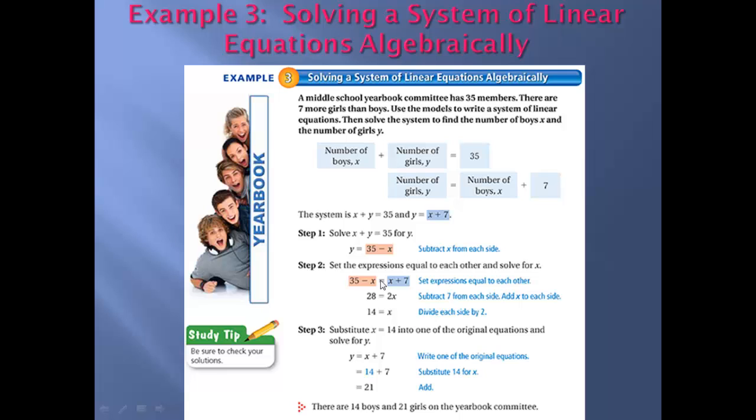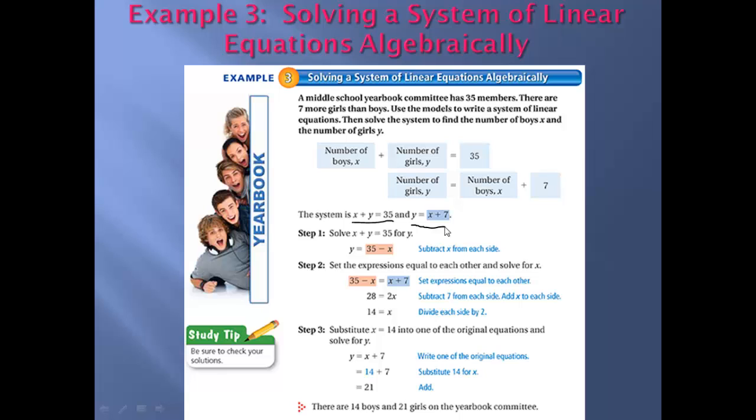So for our two equations, we have number of boys, which is x, plus number of girls, which is y, equals 35, or x plus y equals 35. And this equation is written right here. For our second one, we have the number of girls y would equal the number of boys x plus 7, or y equals x plus 7. And that is this equation here. So we have our two equations.